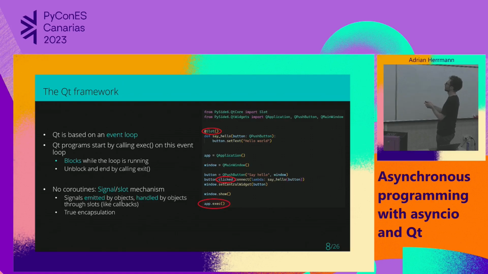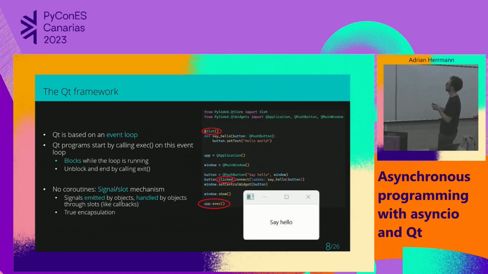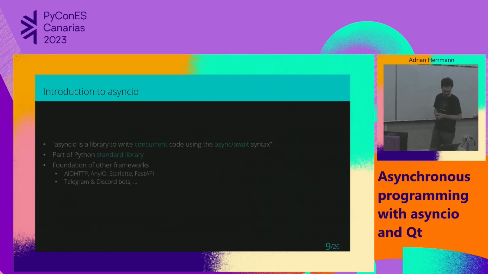We also have window.show, and at this point, nothing's going to be visible yet, because remember, we have an event loop. Only when we call app.exec do we start the event loop. Before that, we've only enqueued events into the event loop. So at this point, we can start the application, and we've got the button with the label that says hello. When we click it, we change the label of the button. It looks like this. You click, and we change the label. It's pretty much as simple as it gets. This is a very simple Qt program.